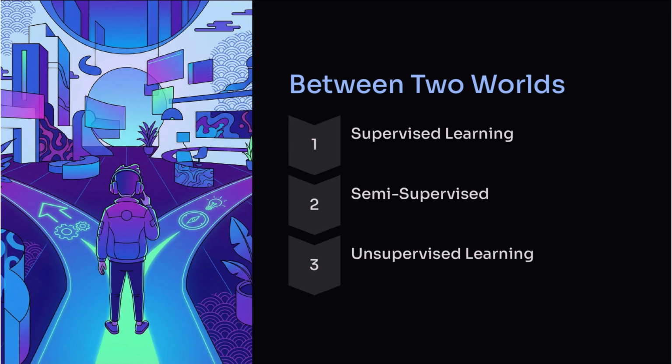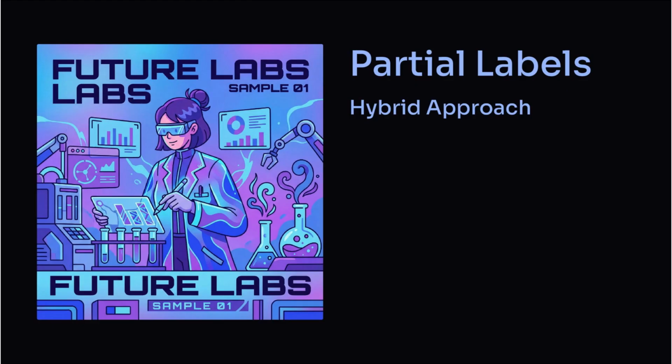Semi-supervised learning exists because labeled data is expensive and time-consuming to produce, while unlabeled data is abundant. Many real-world datasets reflect this imbalance. Typically, only a fraction of available data is labeled. The goal is to leverage unlabeled examples to improve learning without incurring full labeling costs.